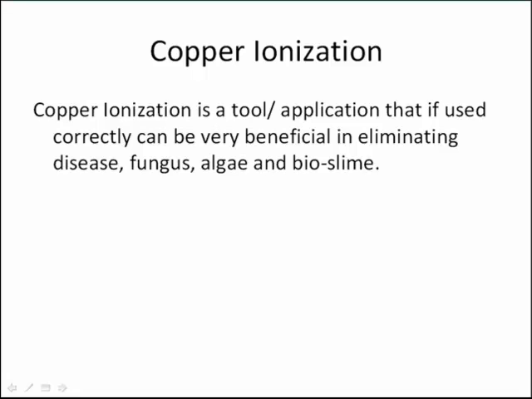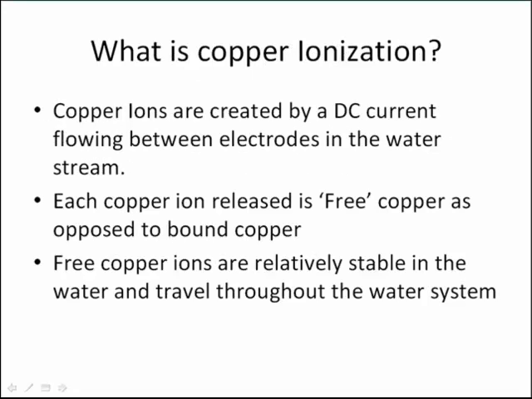Copper ionization is a tool and application that, if used correctly, can be very beneficial in eliminating disease, fungus, algae, and bioslime. Copper ionization is created by running a current, a DC current, the same as a battery, flowing between the electrodes in the water stream. Each copper ion released is a free copper as opposed to bound copper. Free copper ions are relatively stable in the water and travel throughout the water system. This gives you an excellent residual on the effects.